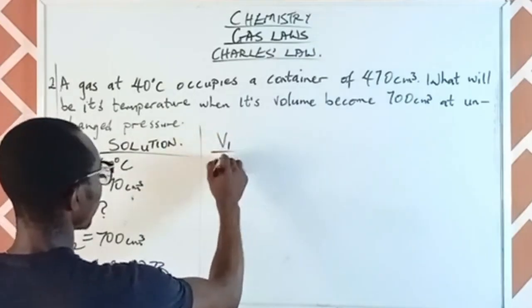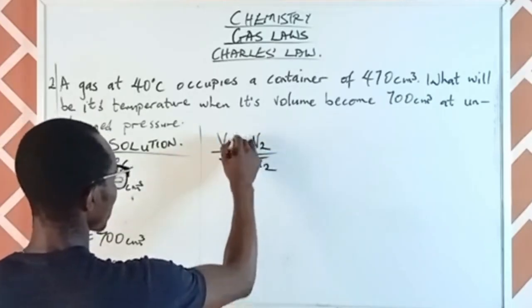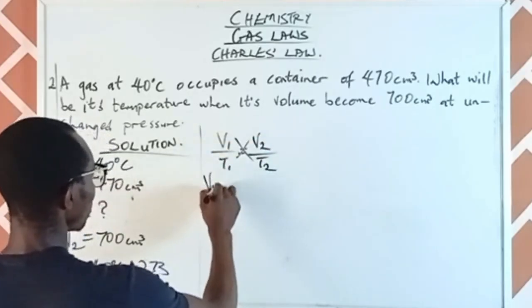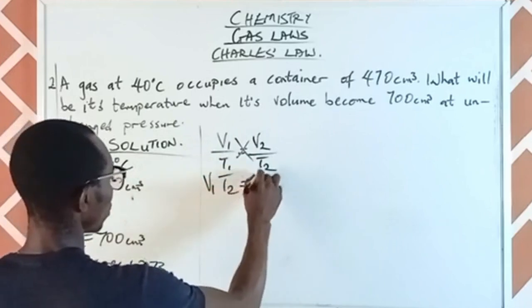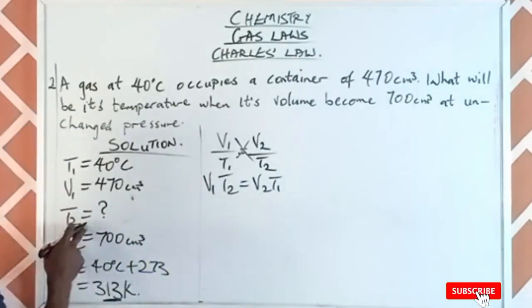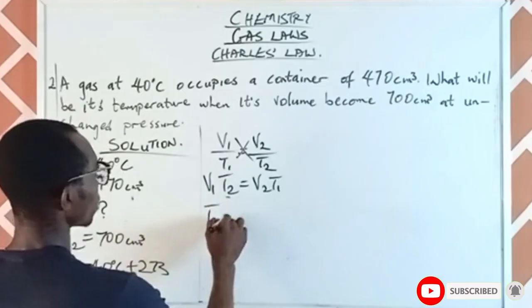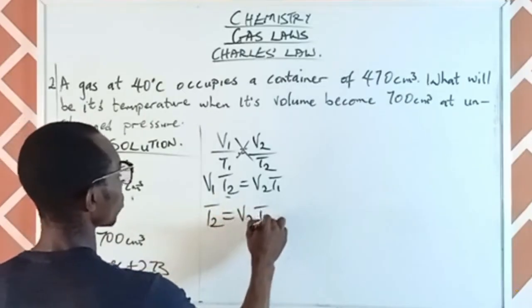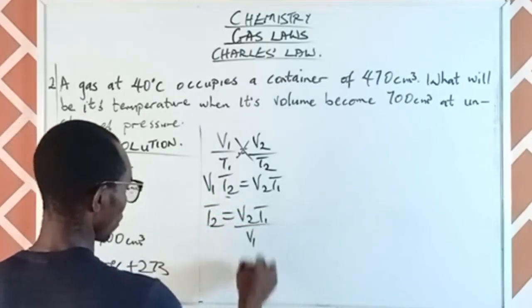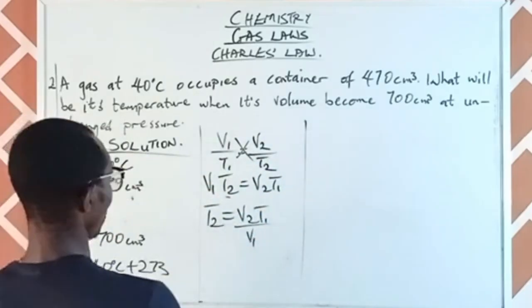So we have V1 over T1 equal V2 over T2. Straight line equation will give us V1 T2 equal V2 T1. And from here now, since we are looking for T2, we can make T2 here subject of the formula. So we are having T2 equal V2 T1 over V1. If you can get to this point here, all we need to do next is to input our parameters.